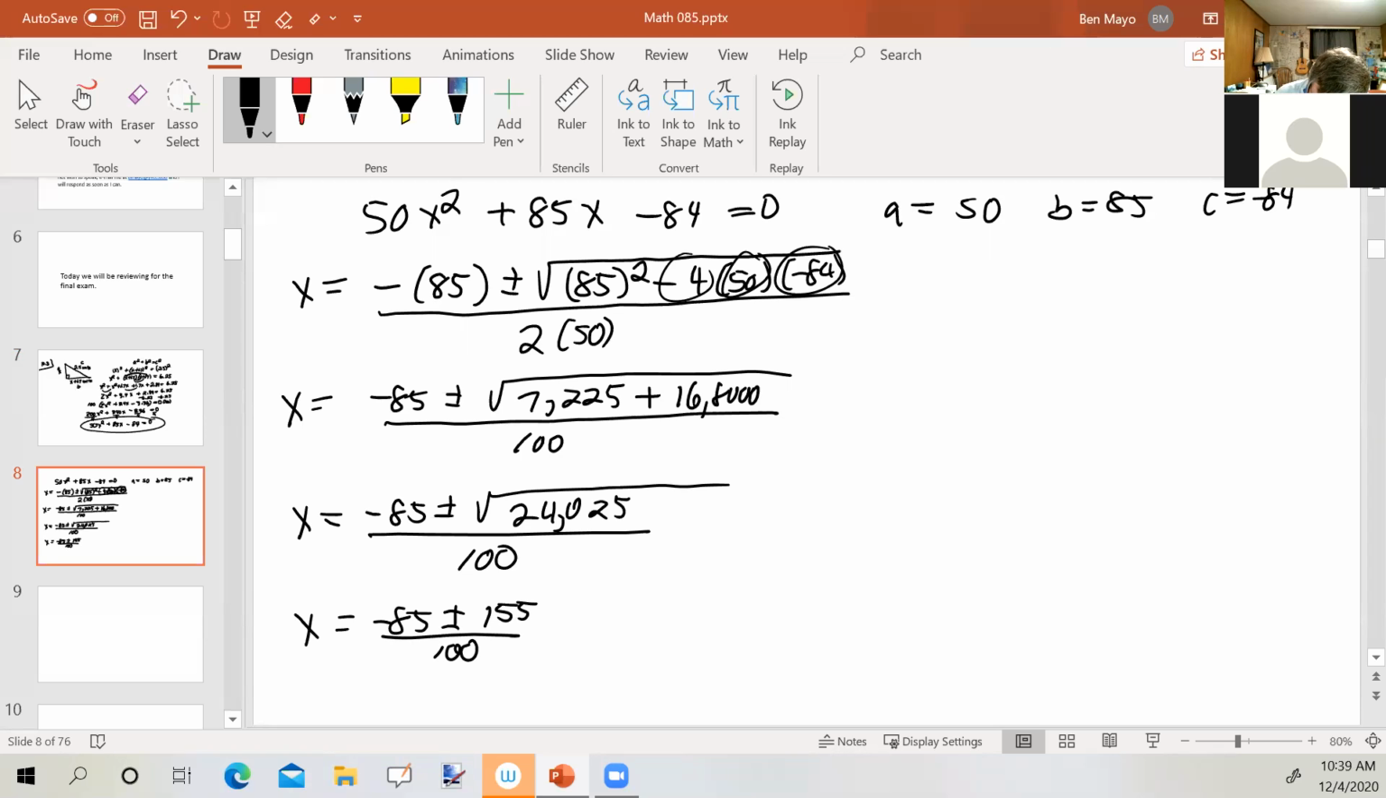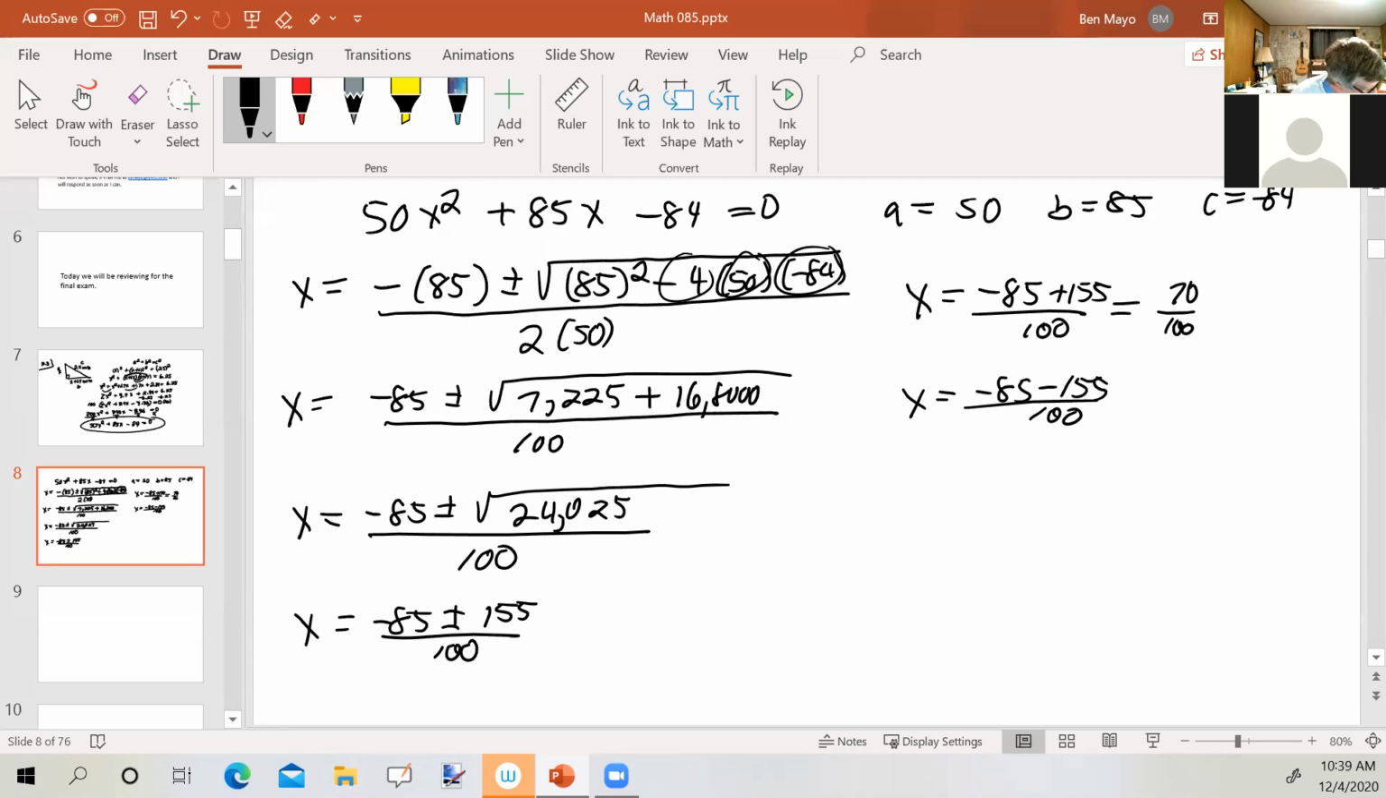So now my two possible solutions are x equals negative 85 plus 155 over 100, or x equals negative 85 minus 155 over 100. Simplifying further on top, negative 85 plus 155 would be 70, and 70 over 100 would be 7/10, so 0.7 units. Negative 85 minus 155 would be negative 240 over 100, which would be negative 2.4 units.